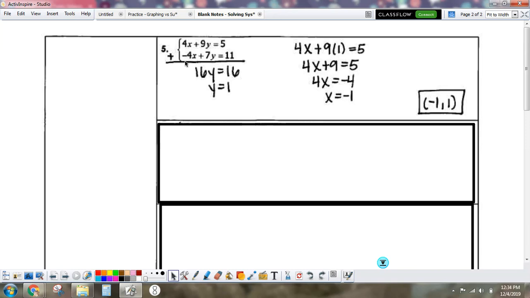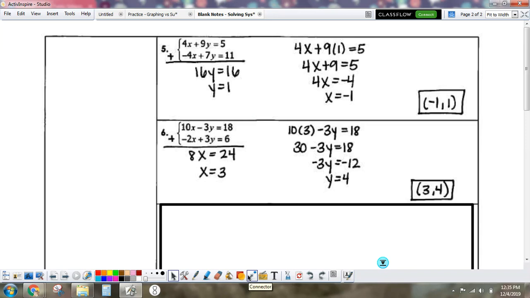4 plus a negative 4 is going to get me 0. 9 plus 7 is 16. 5 plus 11 is also 16. Divide by 16 and I get 1. Plug 1 in. Doesn't matter which one. We use the top one. Solve. Get your solution. Try 6.